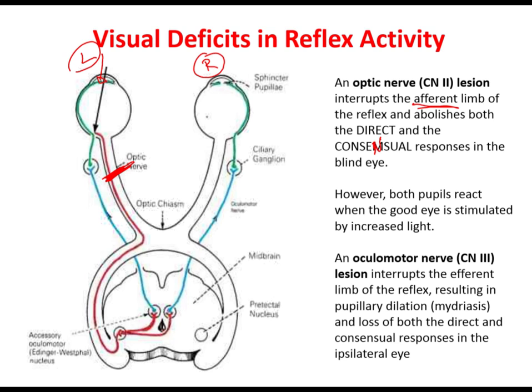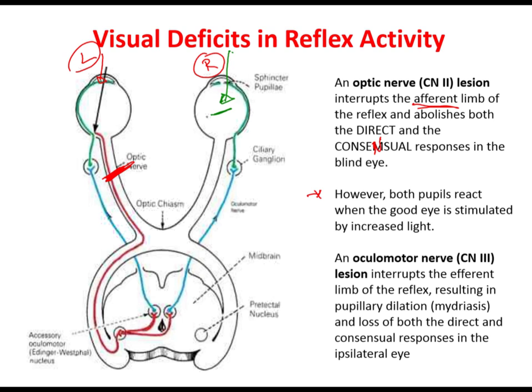However, both pupils would react when the good eye is stimulated. In this example, if I shine the light in the right eye, both the left and the right eye would respond to the light I'm shining into the right eye. So even though we have this deficit of the optic nerve on the left-hand side, both the left and the right eye would respond to direct light shone into the right eye.